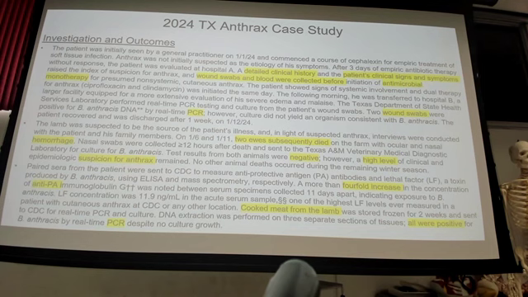So that's a lab that would be equipped to handle something like Bacillus anthracis. They did a PCR test and they found DNA on those wound swabs. So it was positive there, but nothing grew out from culture. No viable bacteria.